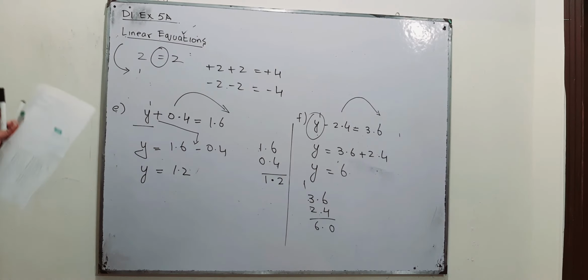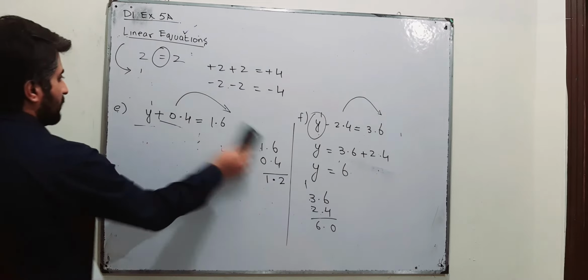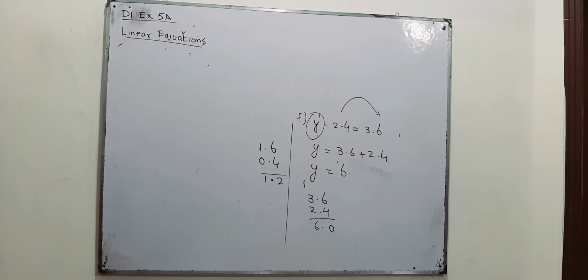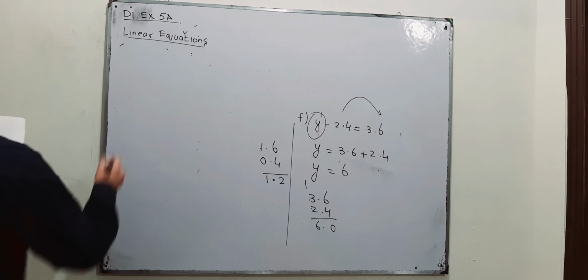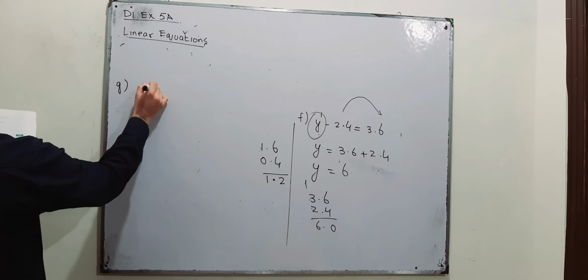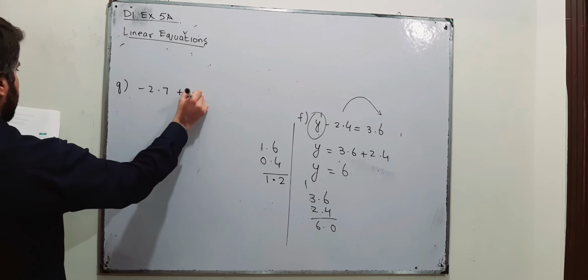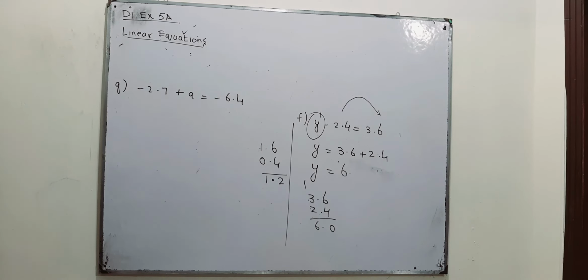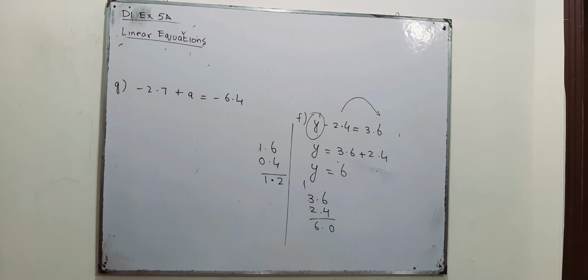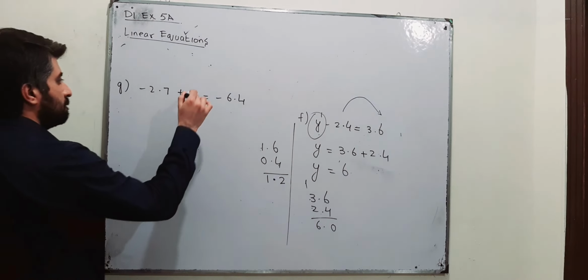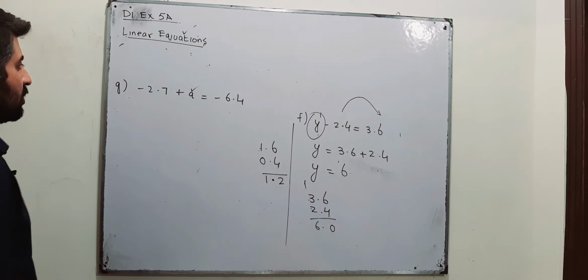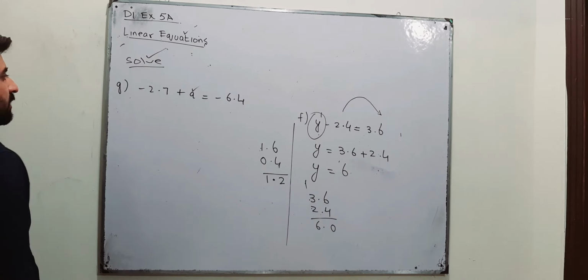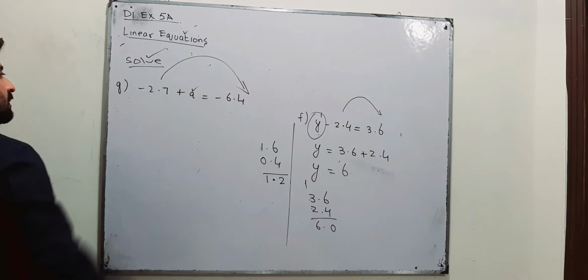And then you have the last part of question number 1 of exercise 5a, and that is part number G, minus 2.7 plus a is equal to minus 6.4. Again, the variable is a. In this case, the variable is a, this one. You need to find the value of the variable because the term was solve. To find the value of the variable, move this on right side.